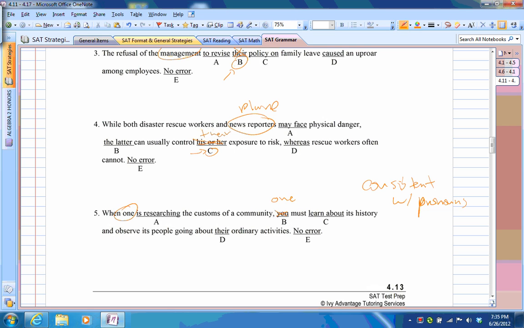And D is cool because you're talking about people and observe. One must learn about its history and observe its people going about their ordinary activities. Because in this case, the "there" is referring to people. So the D is cool. A is cool because you have the subject-verb agreement. C is fine, but B is a problem.